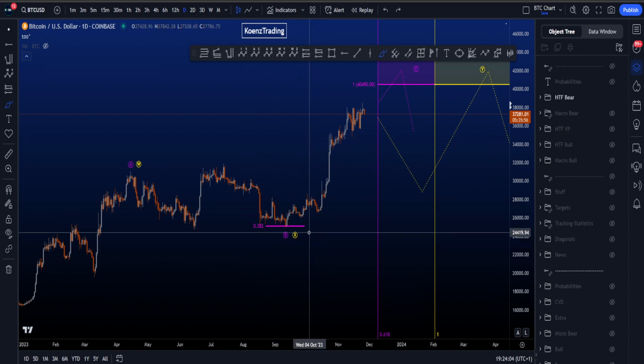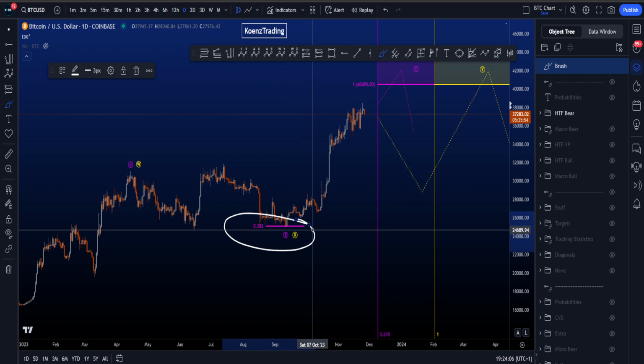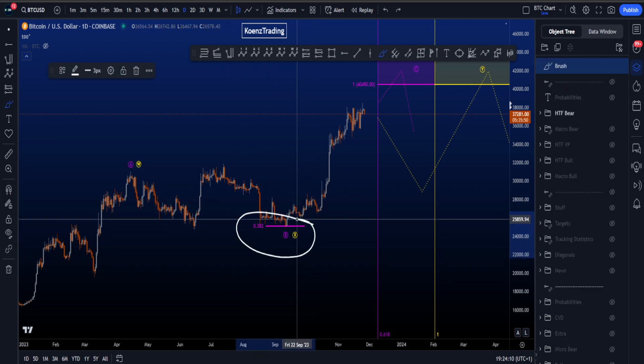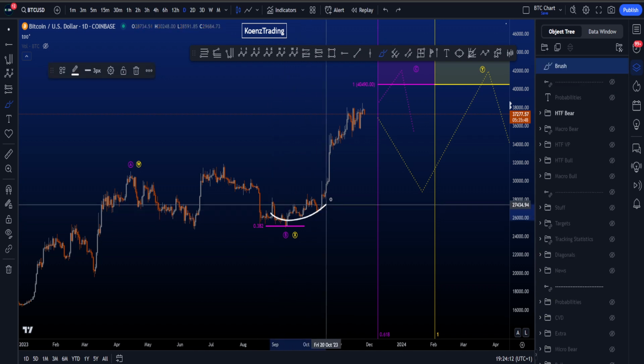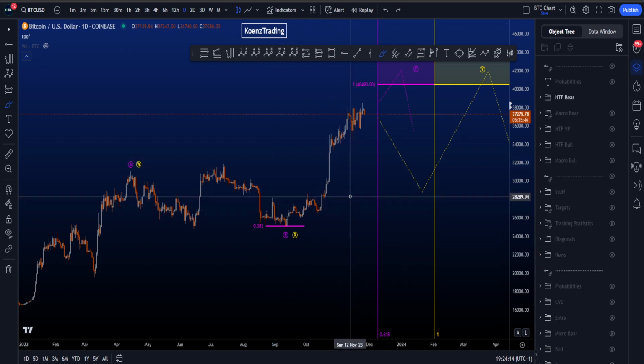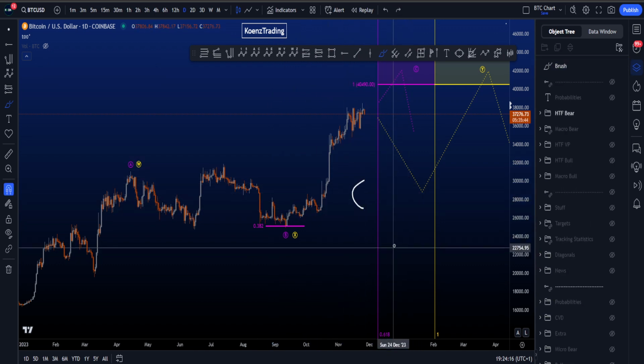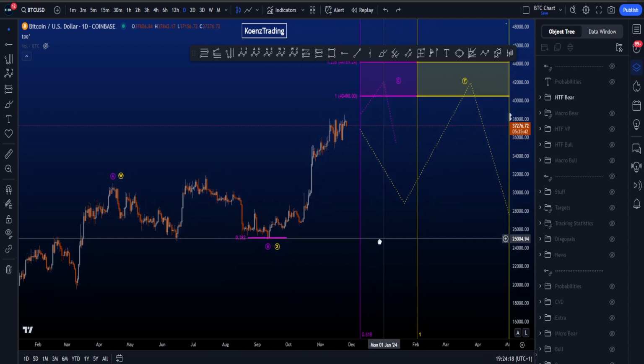Remember earlier I mentioned the 0.382 is less common or rare for a wave 2, but common for a B or X, meaning that probabilities increase for any move to the upside to be a wave C or a wave Y, something that we have to keep in mind.